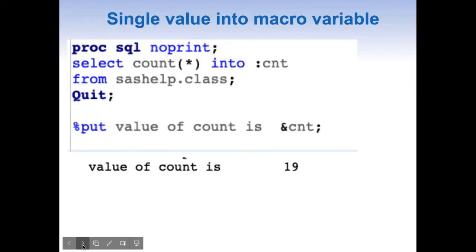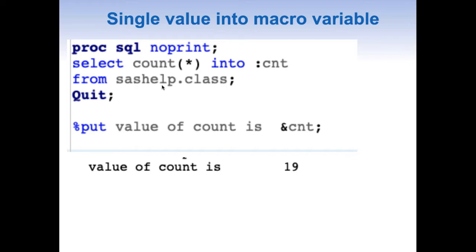Now let us look into how we can take a single value from data set and put it into a macro variable. To do that, it is super simple. All we need to do is we need to write into and colon followed by macro variable name. This creates macro variable CNT.